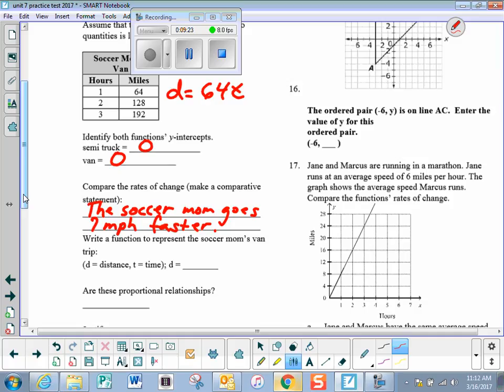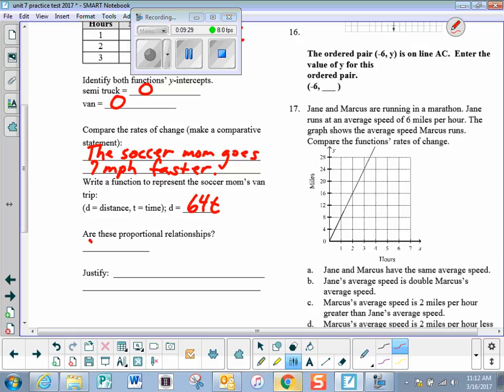What rule represents the mom? D equals 64T. Are these proportional? Yes. Why? Because they both go through the origin. What else could you have said? Well, what if you said no because they're not the same speed? No, you're wrong. It's not the same speed. One goes 64 miles per hour, one goes 57.